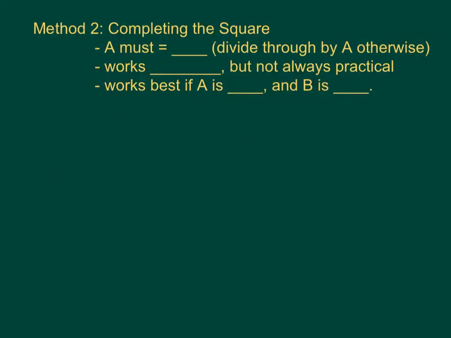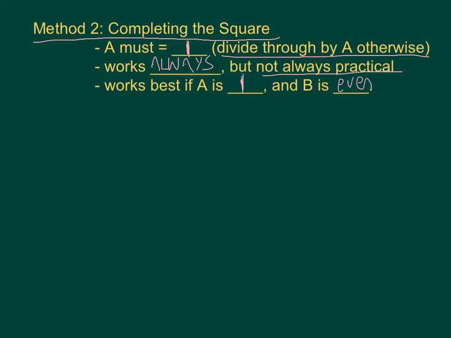Let's move to method number 2. Here's method number 2, completing the square. Now, in completing the square, a must equal 1. If a is not 1, you have to divide through by a, and that can get rather cumbersome. Cumbersome means difficult. Completing the square works always. It'll never not work, but it's not always practical, okay? It works best if a is 1, the leading coefficient, and b, the linear coefficient, is an even number.